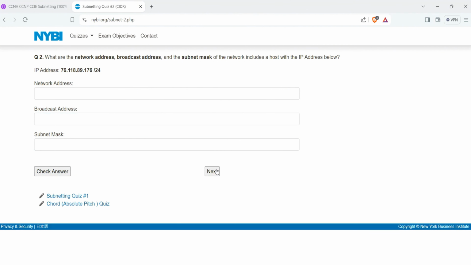All right, let's go next. Oh, I'm not going to do this one. Why? Because this one is super simple. It's a slash 24. All right. Okay, I'm going to go next.